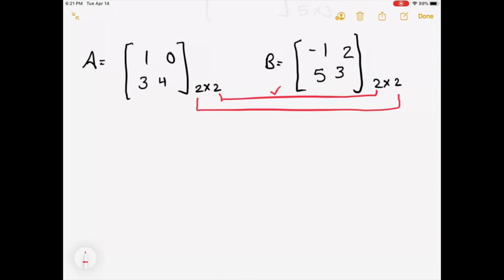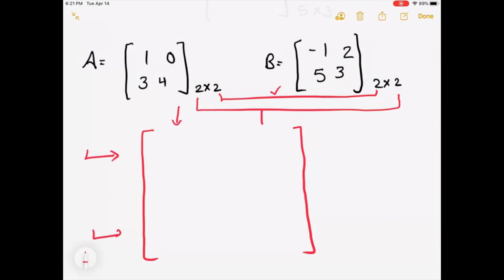To make it easier, I'm going to make a big matrix like this, because we have a lot of calculations to do in there. I know my answer matrix would have 2 rows and 2 columns, so it means I would have 4 numbers in this answer matrix.